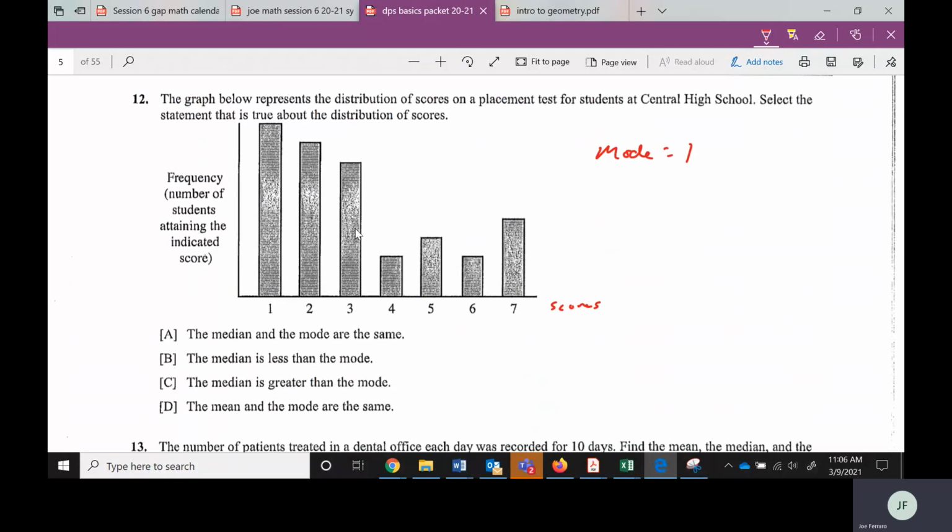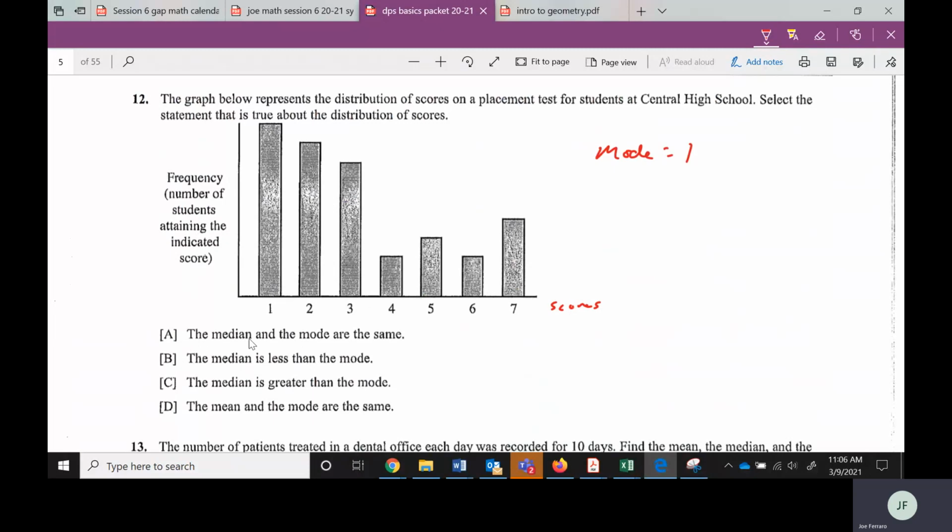The median, there's a lot in the 1, 2, and 3. And so my guess is the median is going to be somewhere over in this area. Okay. It's probably in the 1, 2, 3 range. And then the mean, again, would be kind of closer to that. But let's look at these choices and see.